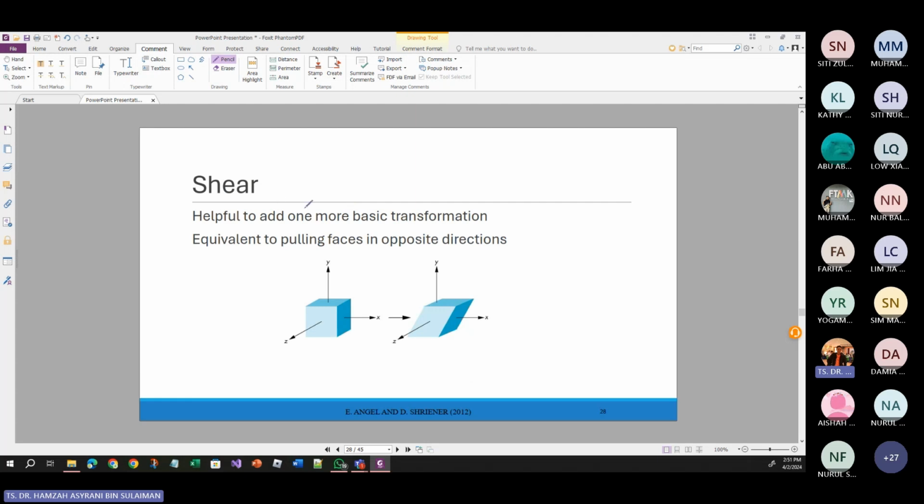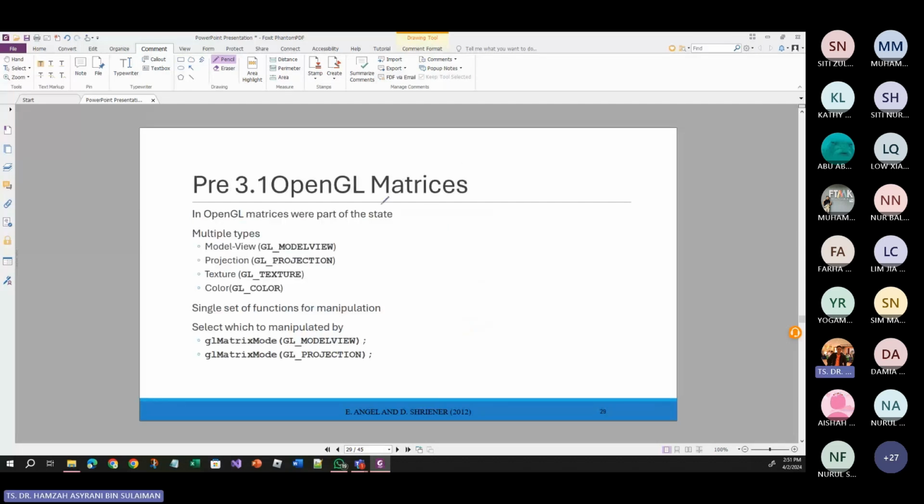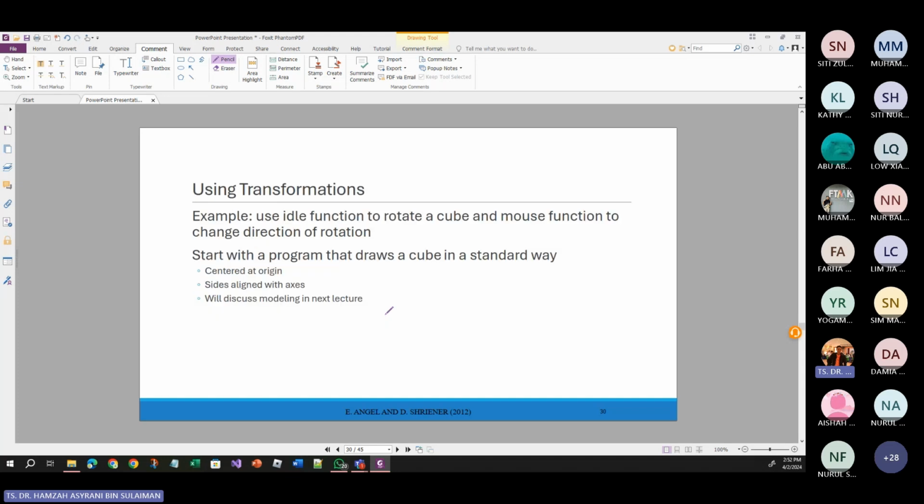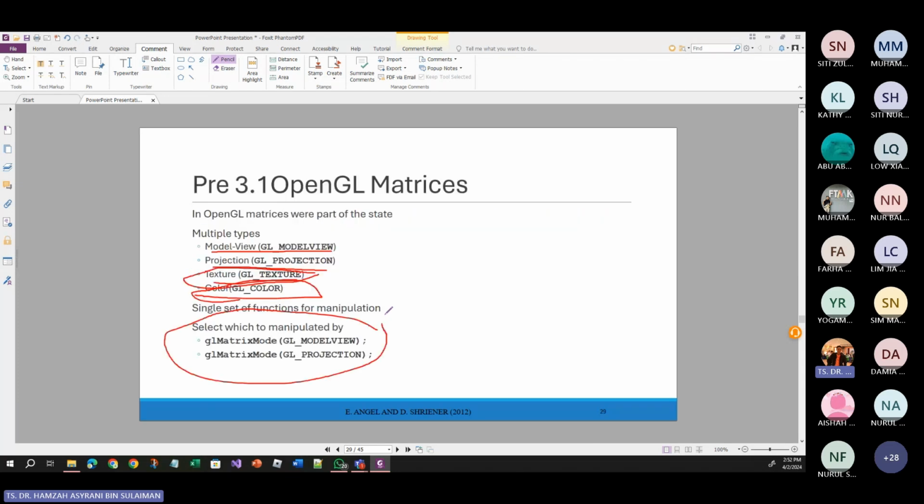Okay, shear pula. Shear ni somehow bukan kita pulling the faces tu. Okay, OpenGL matrices kita mesti guna di start. Ada GL model view, ada GL projection. Texture ni belum lagi, kita belajar texture mapping nanti. So kita guna mesti distinct two things lah: mode GL model view, GL projection. What is actually model view? Orang kata apa? GL model view and GL projection ni.